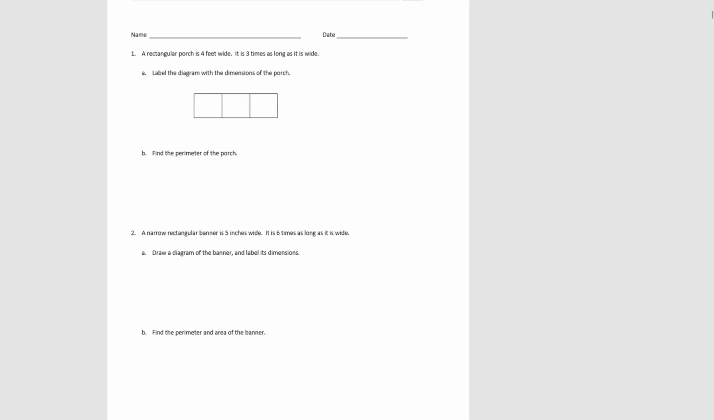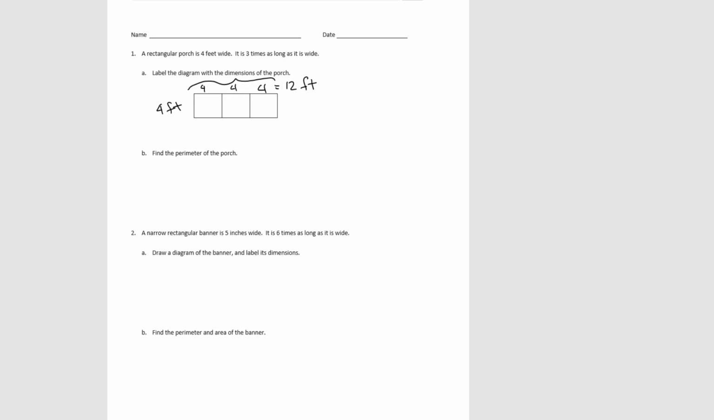Let's look at the first one together. A rectangular porch is 4 feet wide. It is 3 times as long as it is wide. Label the diagram with the dimensions of the porch. So the width, we said, was 4 feet. And we have 4 feet plus 4 feet plus 4 feet. So altogether, when we sum these up, we would have 12 feet as the length.